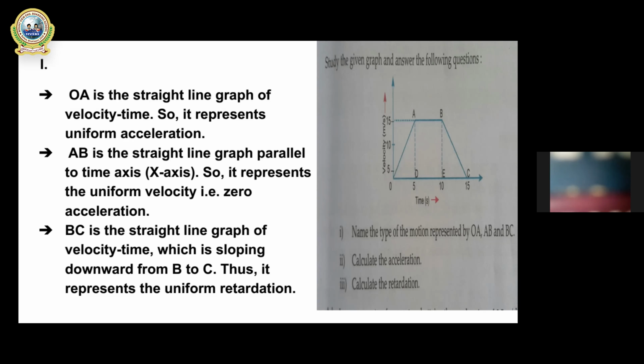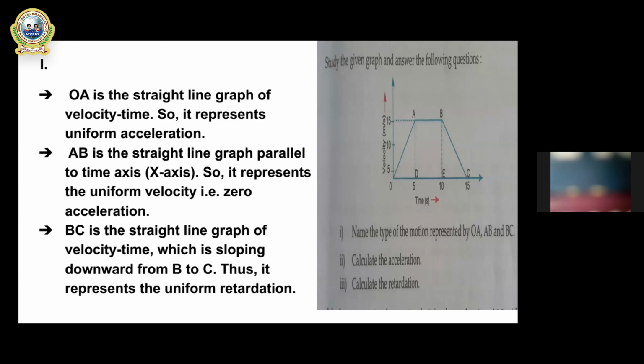So the straight line BC represents uniform negative acceleration. That means retardation, which is also uniform but negative. So, uniform retardation. OA is uniform acceleration, AB has zero acceleration, and BC is negative acceleration, which is uniform too. OA is uniform positive acceleration, AB is uniform velocity with zero acceleration, and BC is negative.